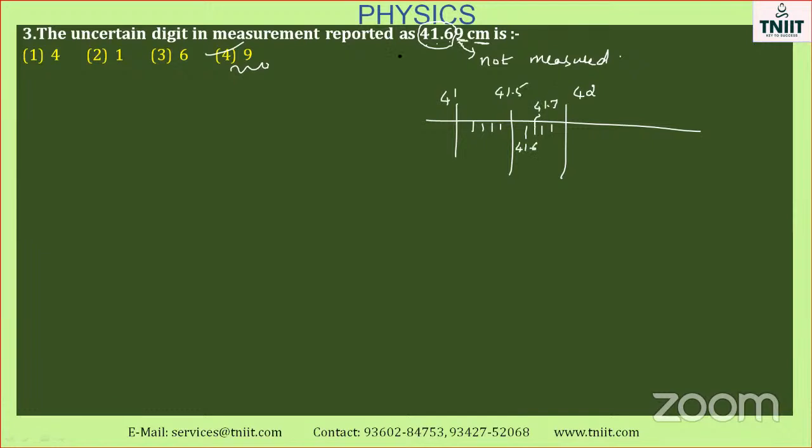Which is the fourth digit there? 9 is the fourth digit. That fourth digit can't be measured in the normal scale, isn't it? So fourth digit 9 is not possible to measure in the normal scale. So the last digit is uncertain. Last digit 9 is uncertain.